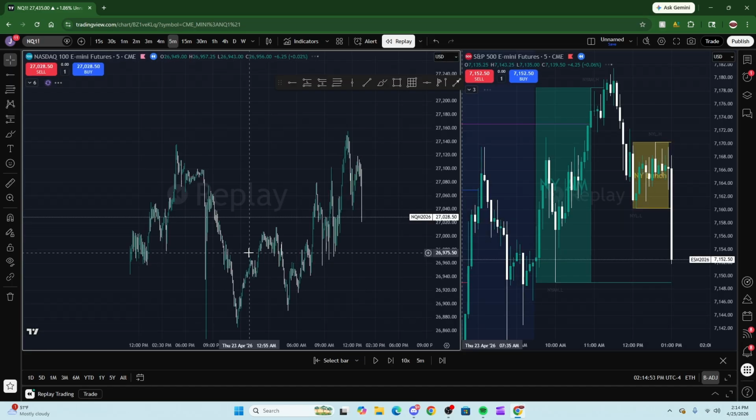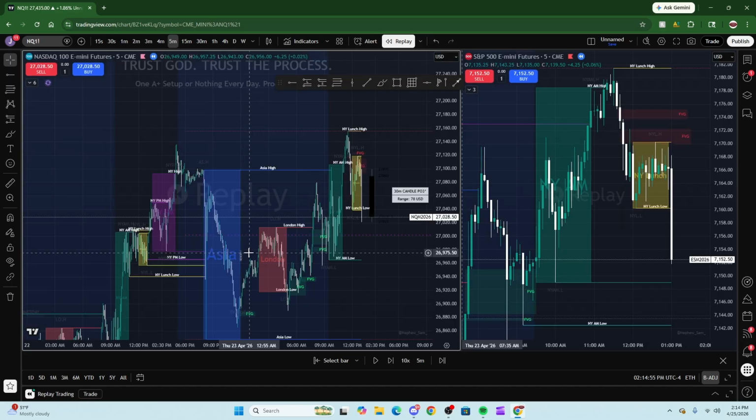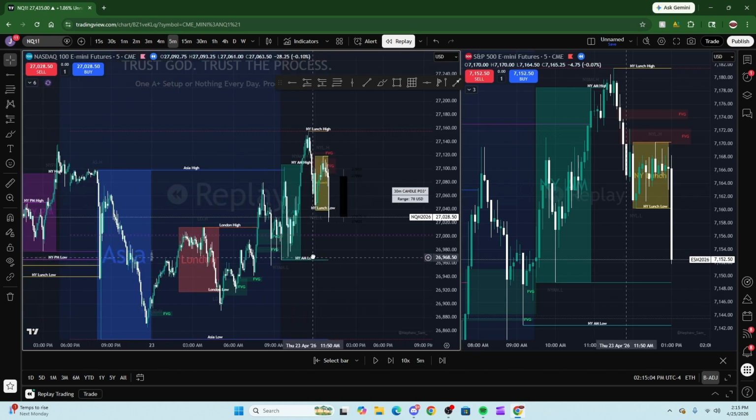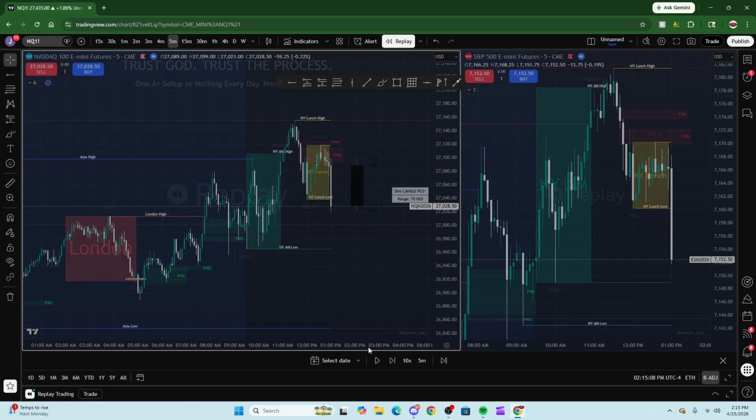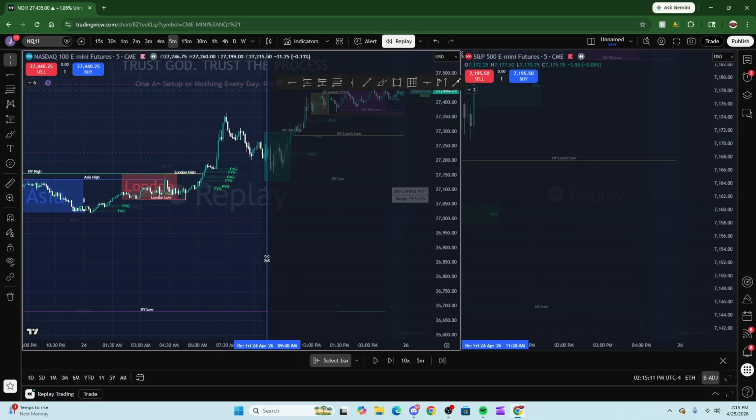If you actually have knowledge, this is the key part, if you have knowledge on drawn liquidity, on liquidity pools and your entry model. Let's do one more. We're going to do Friday now. This is the trade that I took.